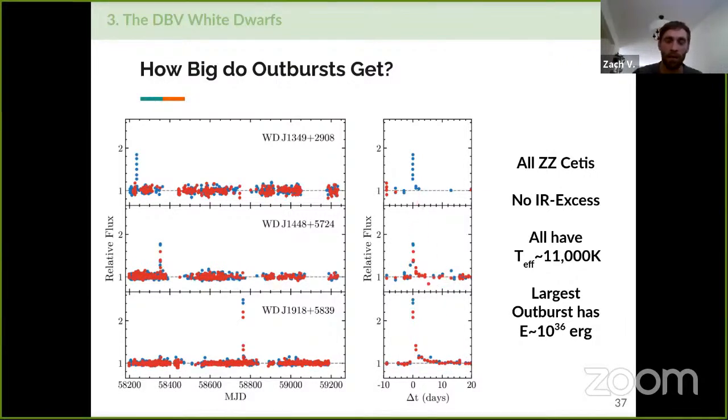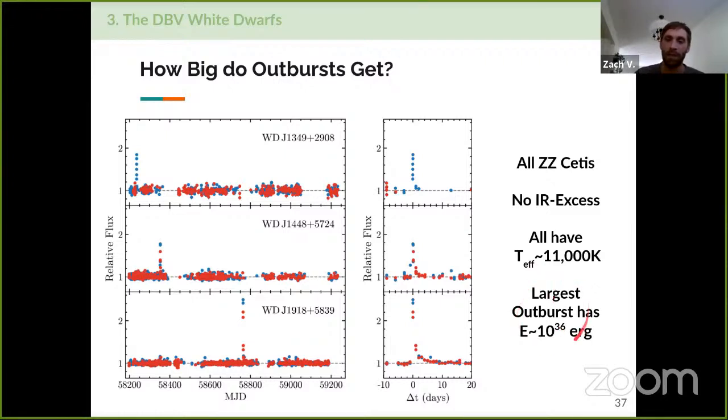But what's interesting about these systems is that they all have something in common. They're all pulsating white dwarfs. None of them have an infrared excess indicating the presence of a flaring companion. They all have temperatures around 11,000 degrees Kelvin, where you would expect to find outbursting white dwarfs. Those are the things they have in common, which makes it seem like maybe the same mechanism is causing these outbursts in each of these.